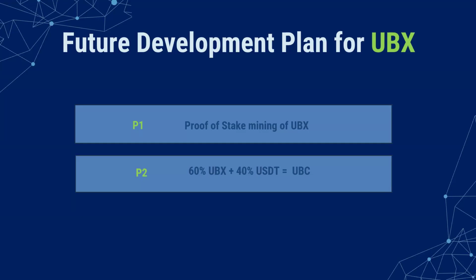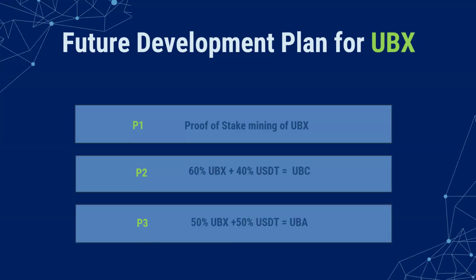All right. So when we move on to phase three, we give this name UBA. So UBA, same thing. It will be a 50% UBX and a 50% USDT.